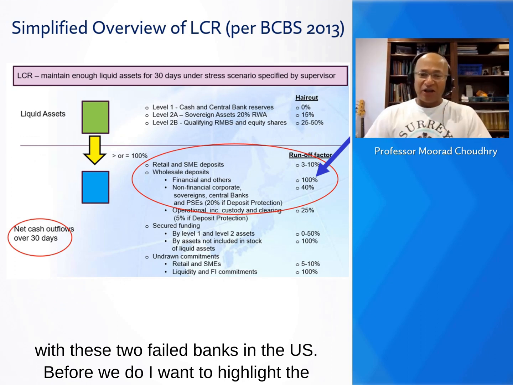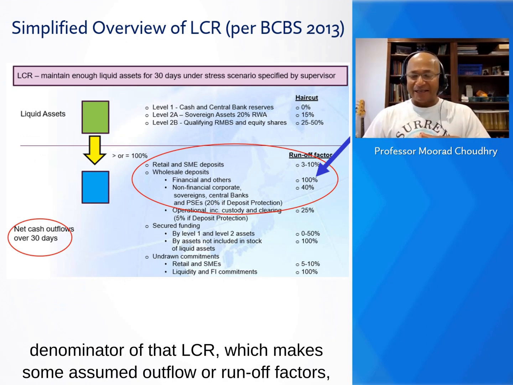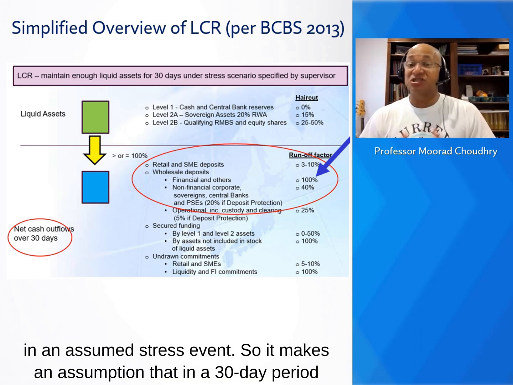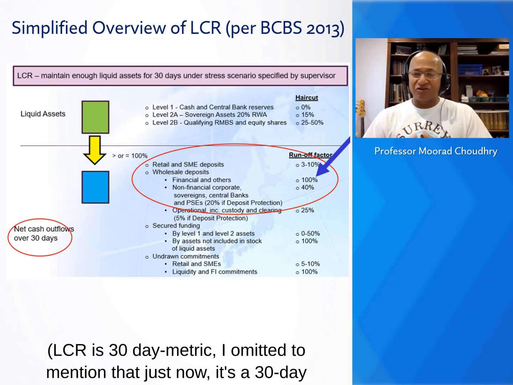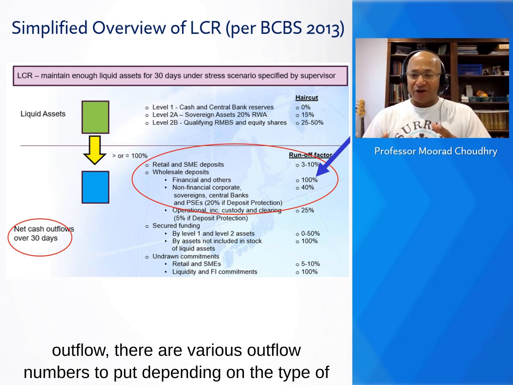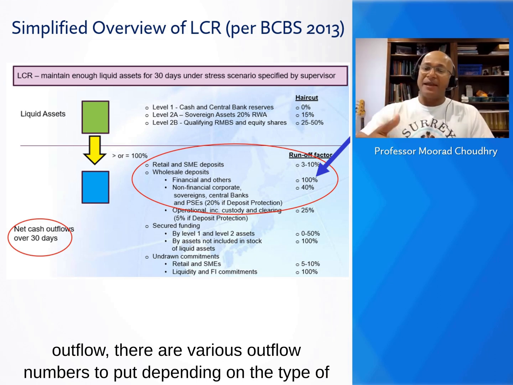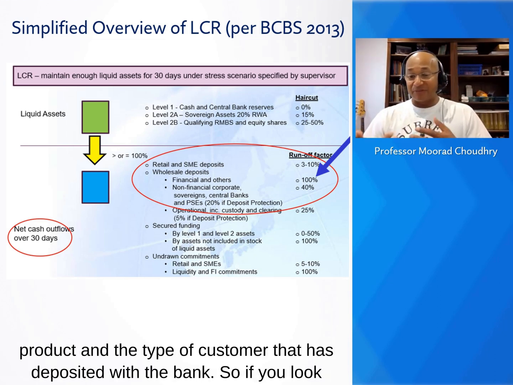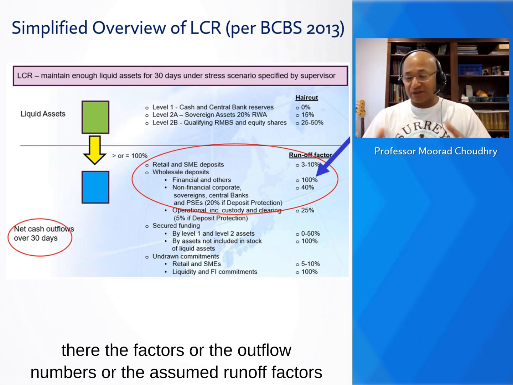Before we do, I want to highlight the denominator of that LCR, which makes assumed outflow or runoff factors in an assumed stress event. So it makes an assumption that in a 30-day period, LCR is a 30-day metric. I omitted to mention that just now. It's a 30-day metric. If we assume any kind of stress event that is resulting in a liquidity outflow, there are various outflow numbers to put depending on the type of product and the type of customer that is deposited with the bank.